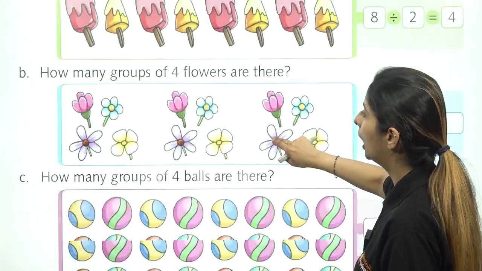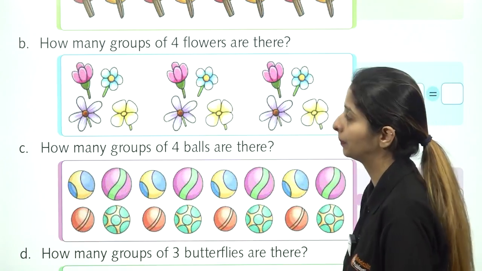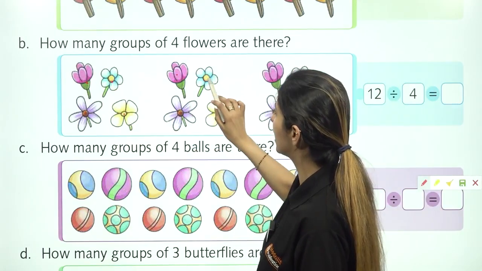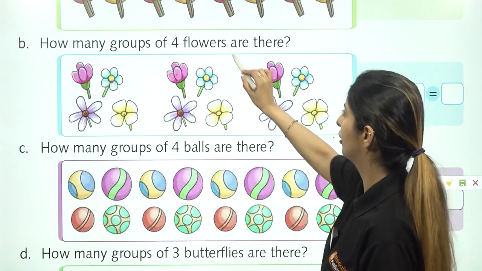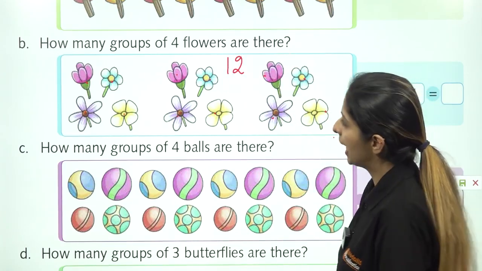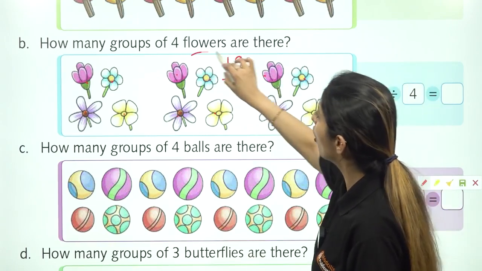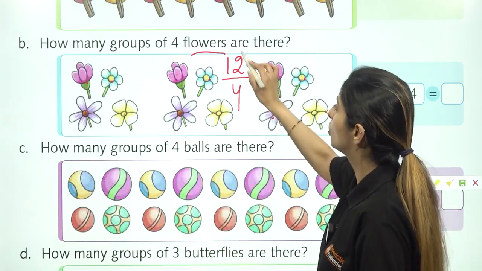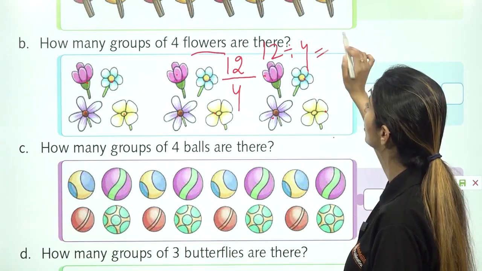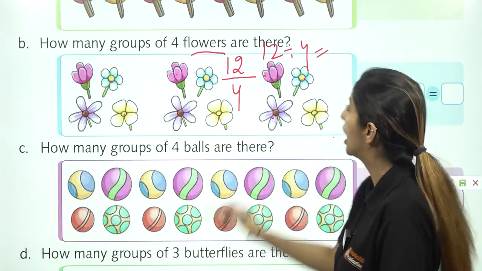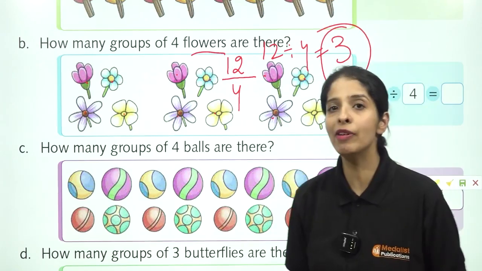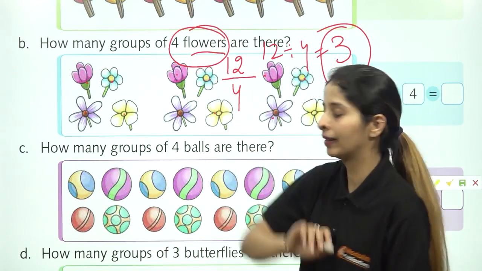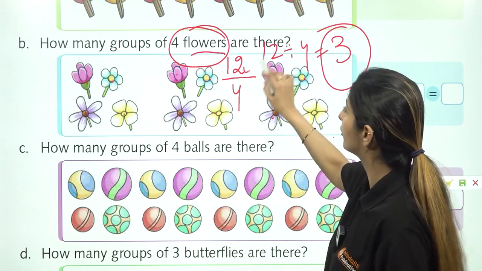Next, how many groups of 4 flowers are there? If you see here, 1, 2, 3, 4, 5, 6, 7, 8, 9, 10, 11, 12. 12 divided by 4 flowers per group. We have to put 4 flowers in each group. So how many groups can be formed? Simple. 12 divided by 4, which is in the 4 table. 4 3s are 12. So 3 groups can be formed in which 4 flowers can be put. Out of how many flowers? We have 12 flowers.